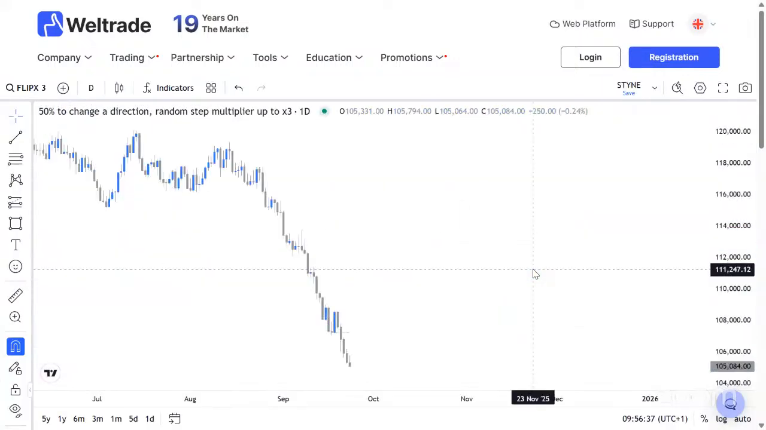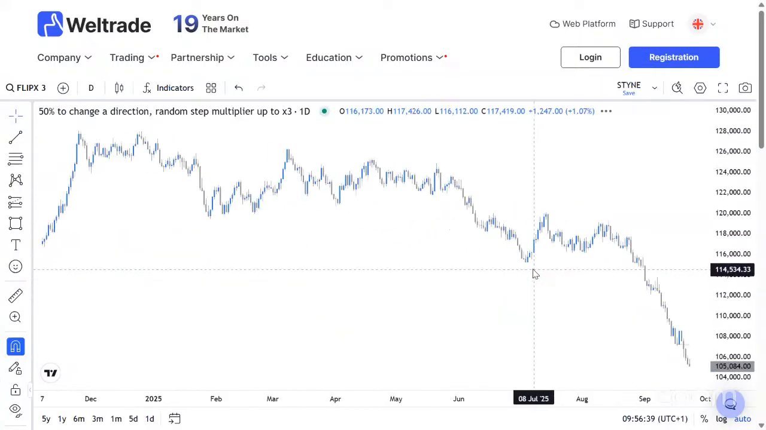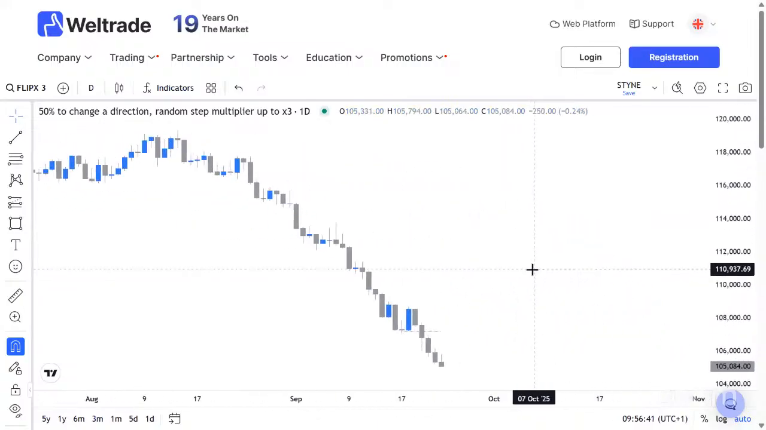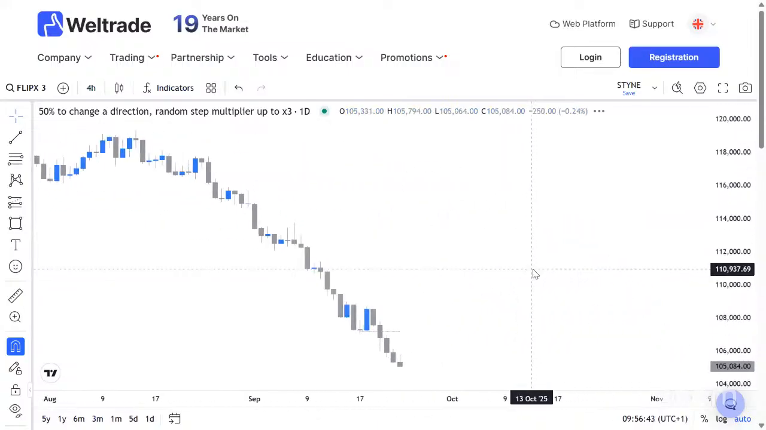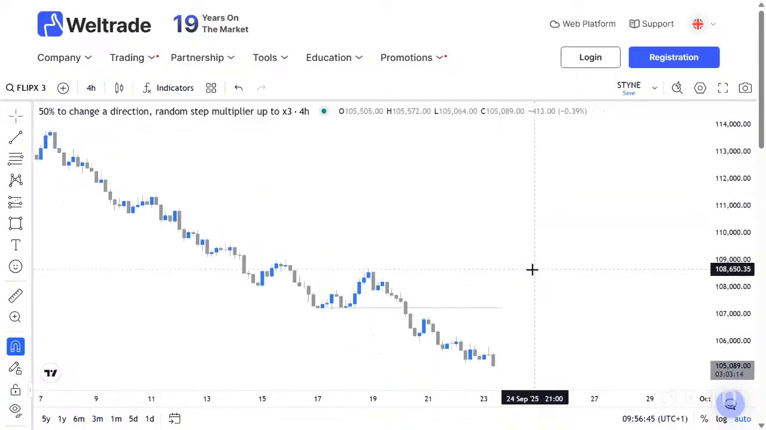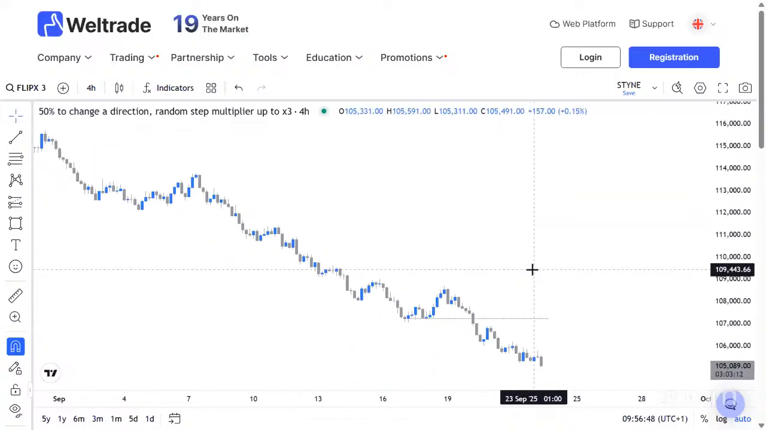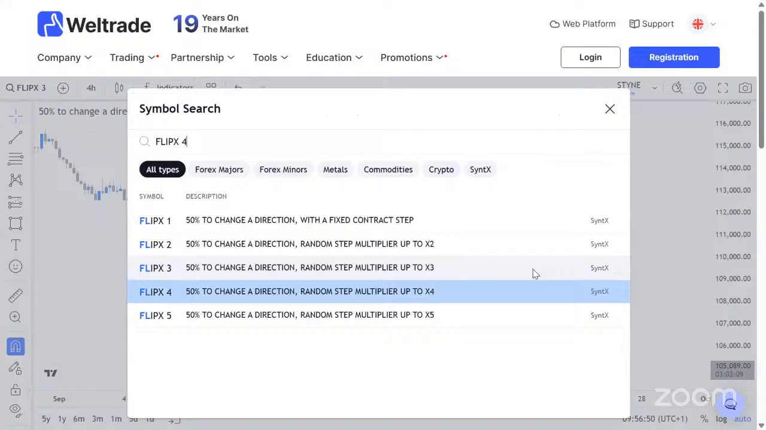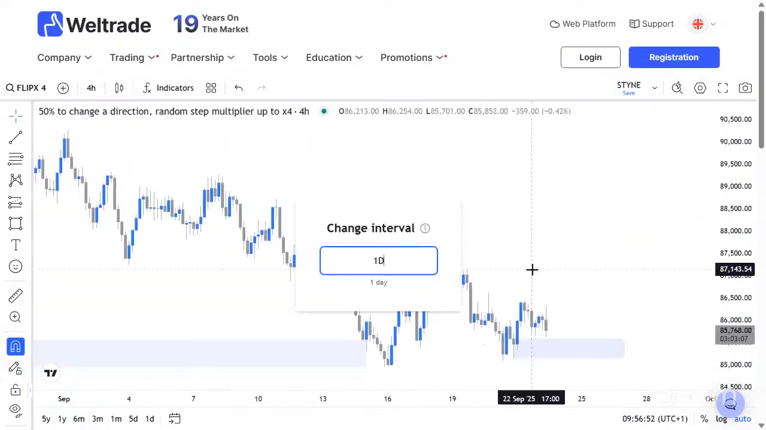All right. So Flip X3 is just dropping. I've not traded this guy in a long time. So if you are a fan of the kind of markets where you just like one trend, then you just want to go and press sell or buy and ride the trend, feel free. That is not my kind of market. That's why I don't analyze it.